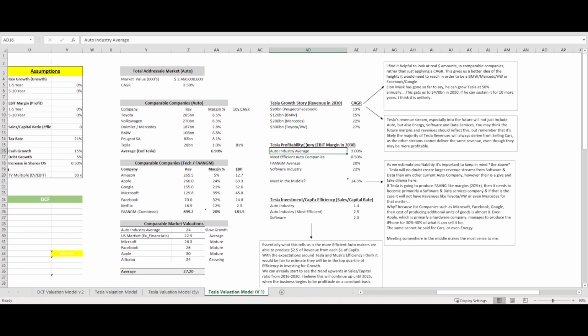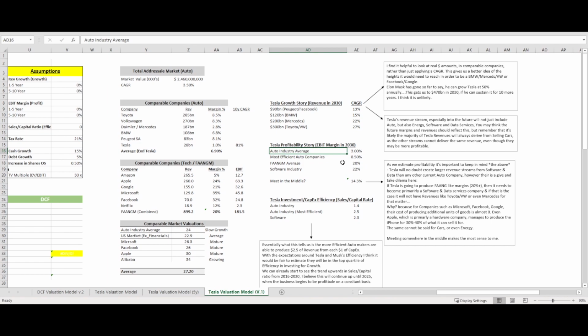Next, the profitability story for Tesla. As we estimate profitability, it's important to keep in mind the above that we just went through. Tesla will no doubt create larger revenue streams from tech plays such as software and data than other current auto companies. However, there is definitely a give and take dilemma here.